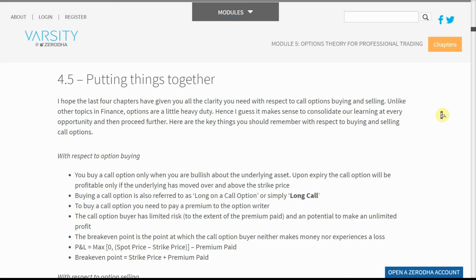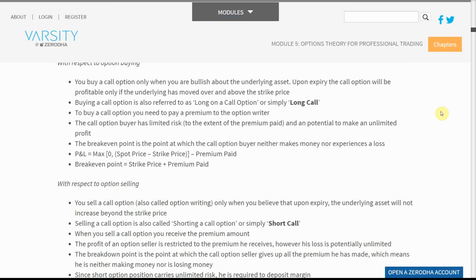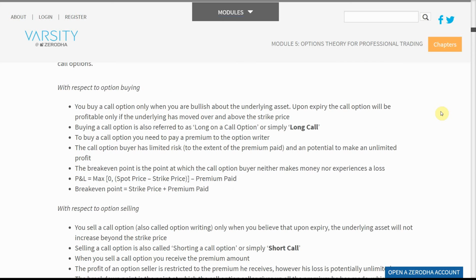Here are the key things you should remember with respect to buying and selling call options. With respect to option buying, you buy a call option only when you are bullish about the underlying asset. Upon expiry, the call option will be profitable only if the underlying has moved over and above the strike price. Buying a call option is also referred to as long on a call option, or simply long call. To buy a call option, you need to pay a premium to the option writer.